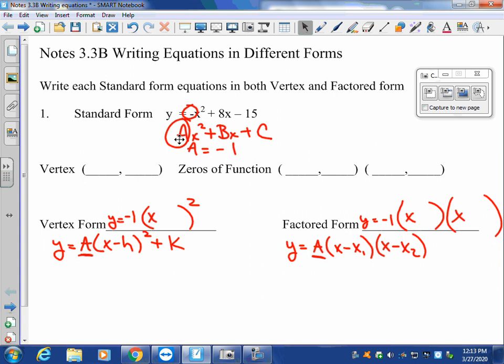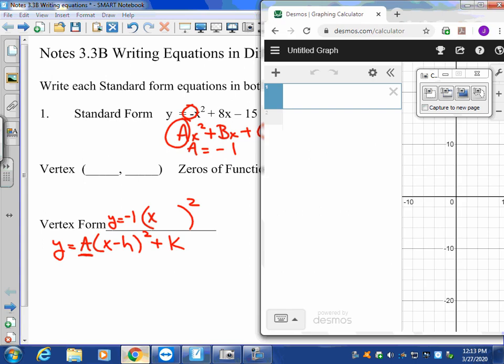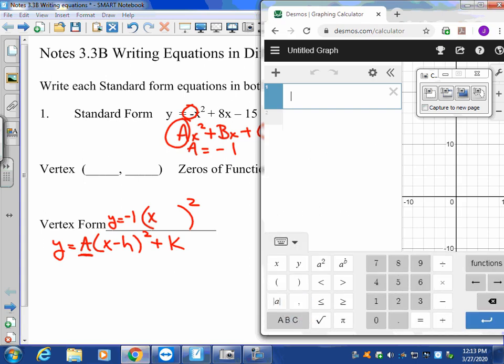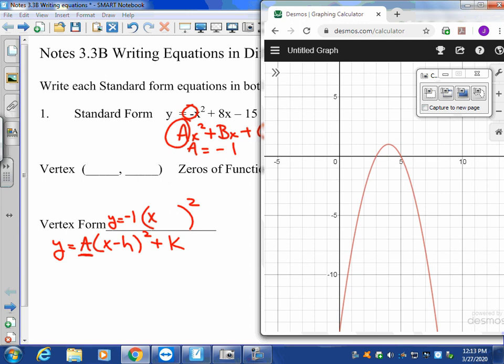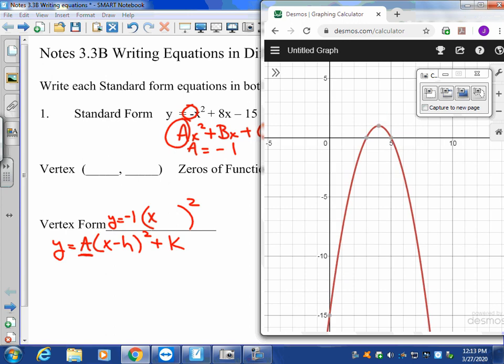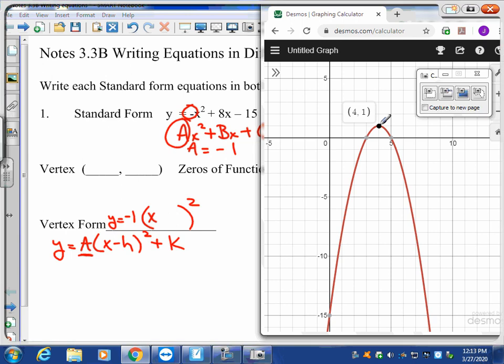So if I can get the vertex and the zeros of the function off of my graph from Desmos, then I will be able to make these two equations. So I'm going to switch over to Desmos and type this formula in. -x squared plus 8x minus 15. And here I have it. So let me minimize that a little bit so I can look at it a little better. So where is my vertex? My vertex is at 4, 1.